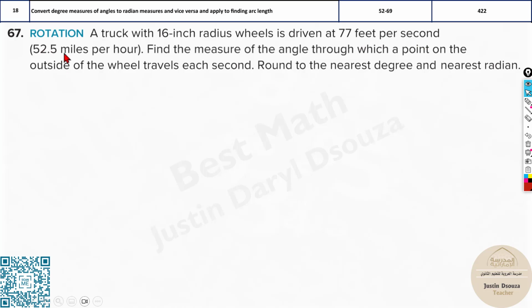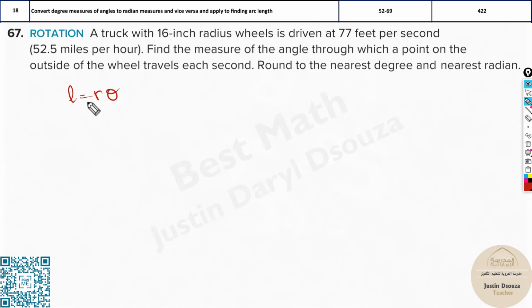Now here we have a truck with a 16-inch radius wheel which is driven at 77 feet per second, that is 52.5 miles per hour. Find the measure of the angle through which a point on the outside of the wheel travels each second. Round it to the nearest degree and the nearest radian. This is important. We are just finding arc length again. L is equal to r theta. That's all we need to do.